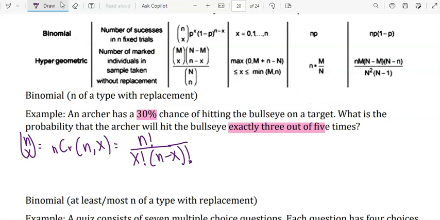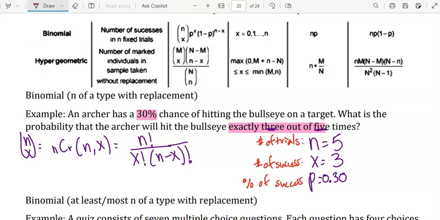Now let's define each of our variables. So n is the number of the fixed trials. It's going to be out of 5 times, so n is equal to 5. X is the number of successes. We want exactly 3, so x would be 3. P is the probability of success. That's 30%, or 0.3. From there, you just plug them into the formula, and you can use a calculator for that part. But I do want you to write down, plug it into the formula on your papers whenever you do so.